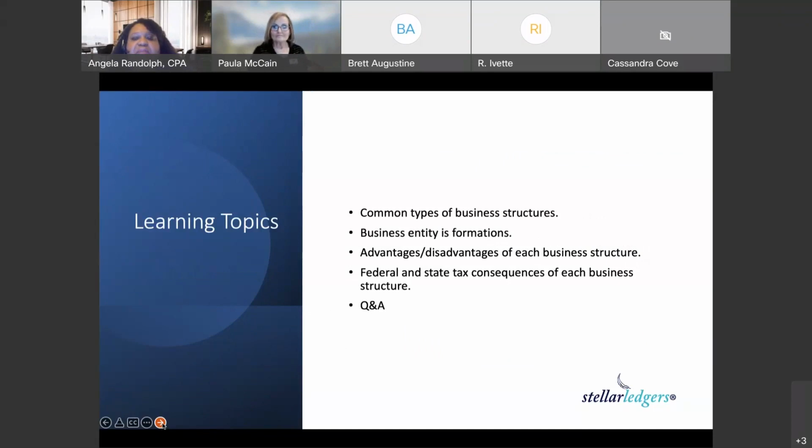So the learning topics that we're going to cover today are the common types of business structures, business entity formations. We're going to go over the advantages and disadvantages of each business structure and the federal and state tax consequences of each business structure. And by state, I mean the state of Texas. Followed by Q&A.